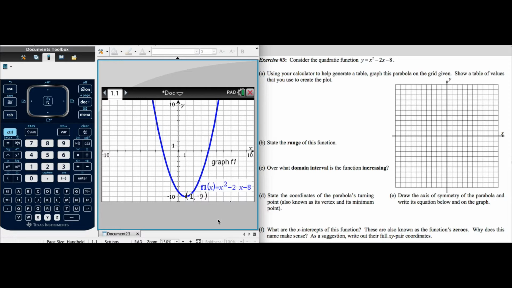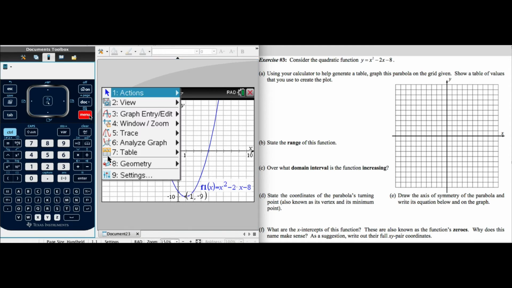Axis of symmetry. Well, we know that the axis of symmetry is going to go through that vertex. So we would draw a line that goes right along the value of x equals 1. Next, we want to find the x-intercepts. These are known as the function zeros. It makes sense because that's where it intersects the x-axis, and that means the y value is 0.